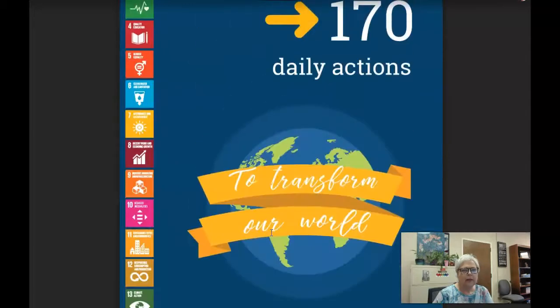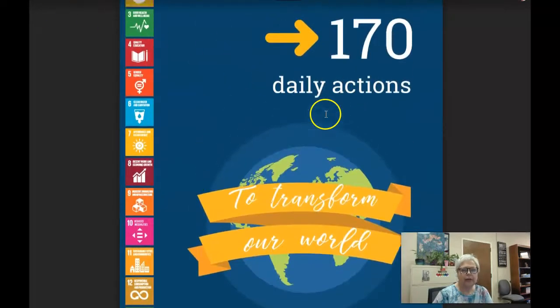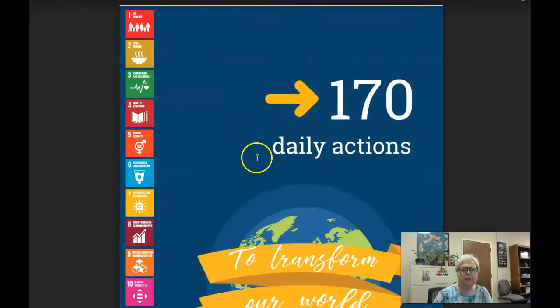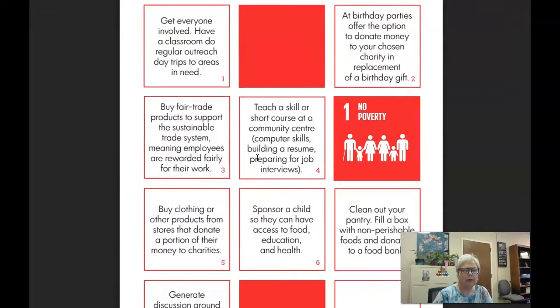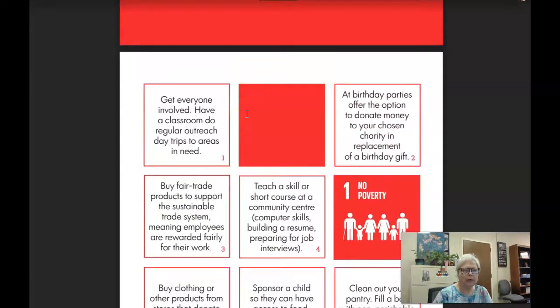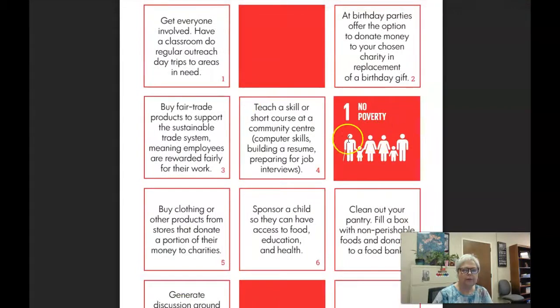This 170 daily actions document, you can pull it up, and it is in the order of the number of the goals. So first they have, for no poverty, you could get everyone involved, have a classroom, do regular outreach day trips to areas in need, teach a skill or a short course at a community center about computers or something like that.